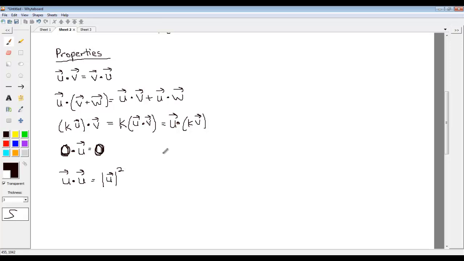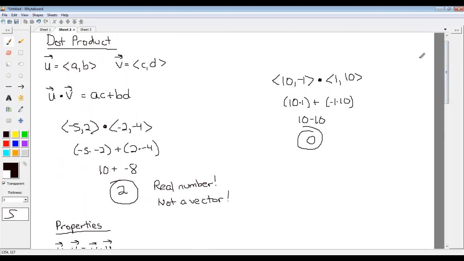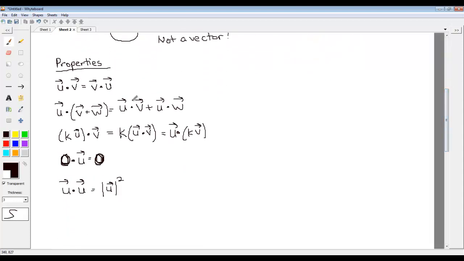You can demonstrate those by taking some different vectors and trying it out, like with the commutative property. We did u dot v here. But if you did it the other direction, like the negative 2, negative 4 dot negative 5, positive 2, you're going to end up with the same thing. You're going to end up with 2. So you can play around and use actual vectors and show that it works out.